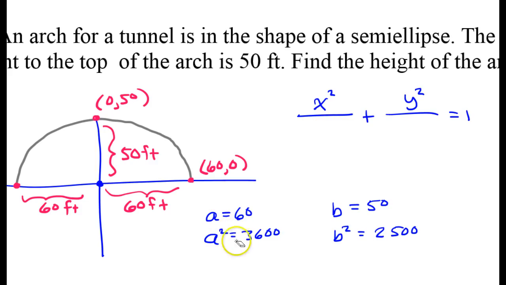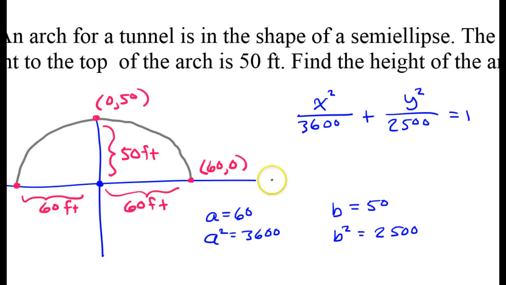Notice if you weren't sure about which one would be a squared, which one would be b squared, what really matters is the fact that this 60 is horizontal. It's in the x direction. So of course the 3,600 goes in the x denominator. The 50 feet is vertical. That's the y direction. So the 2,500 will be in the denominator of the y term. Okay, so look, that is the equation for this ellipse.